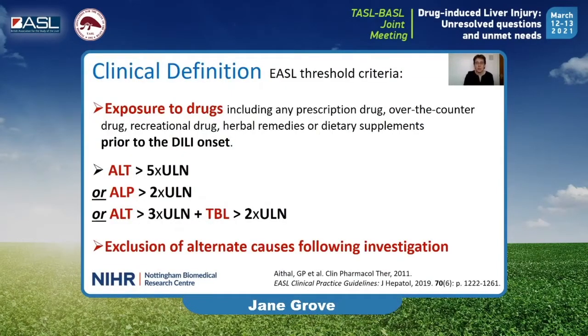First, it's crucial to have an agreed clinical definition. Liver enzyme results of ALT 5 times the upper limit of normal, or ALP twice the upper limit of normal, or else a combination of ALT 3 times the upper limit of normal and total bilirubin twice upper limit of normal are key features now defined as the EASL criteria, along with drug exposure and exclusion of alternate causes.